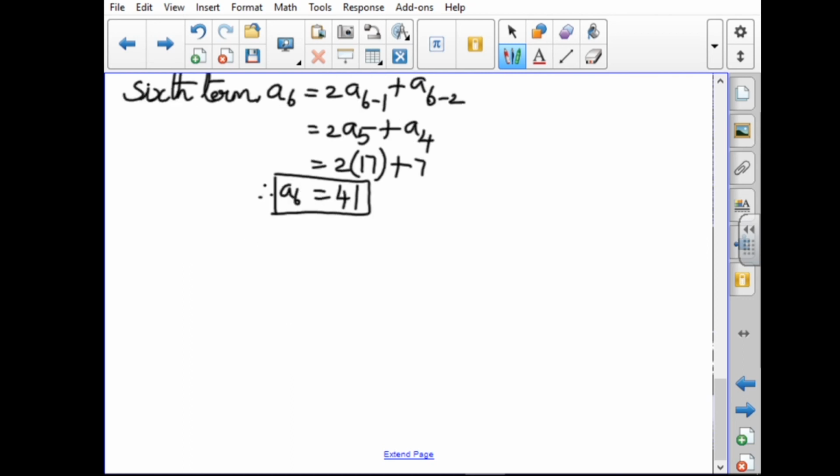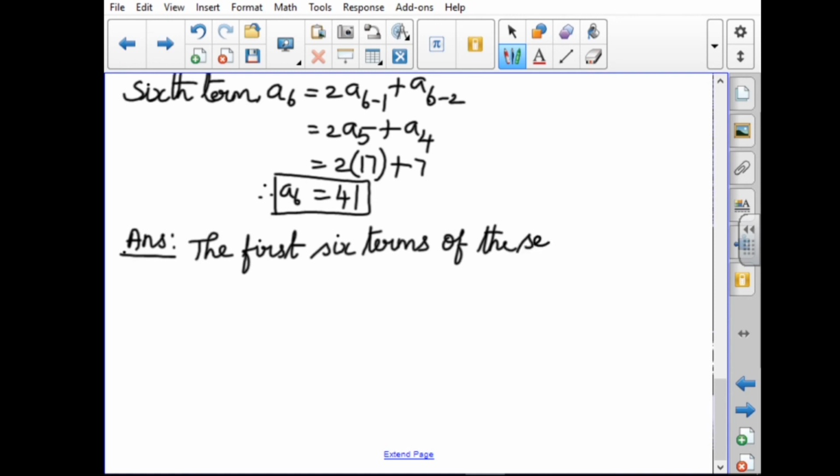The question is to find the first 6 terms. So write the answer as: the first 6 terms of the sequence are, the first term is given as 1, the second term is given as 1, A3 we found the answer as 3, so third term 3, A4 we found as 7, fifth term we found 17, the sixth term is 41.